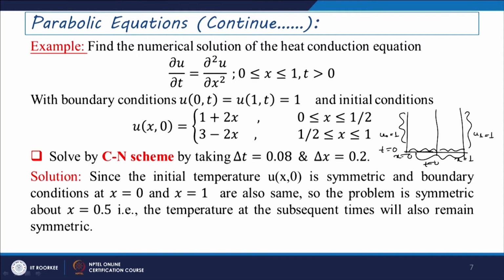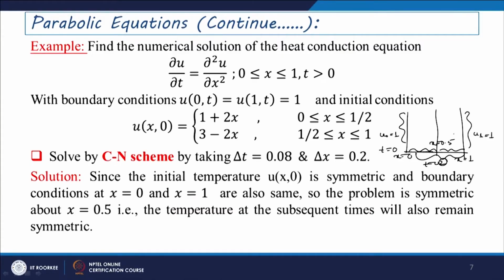For this boundary, at t equals 0, the values are given as 1 plus 2x. At x equals half, we get the value as 2. And if we also come to x equals half for the other equation, we also get 2 there. That is why there is symmetry at the center line. So the problem is symmetric about x equals 0.5, and subsequently we can calculate the discretized domain at the first section and also the last section of this domain.